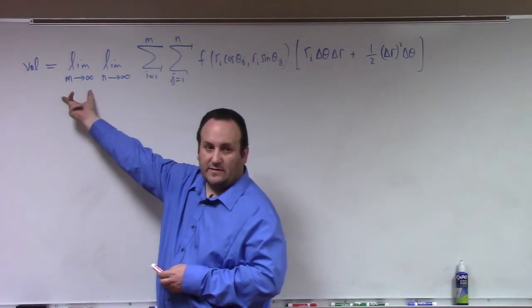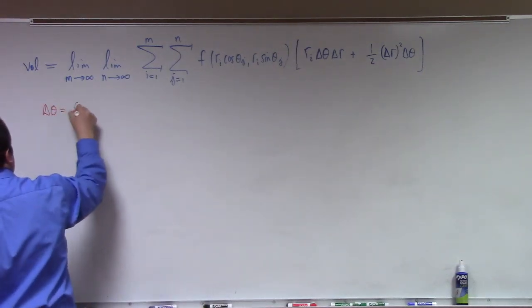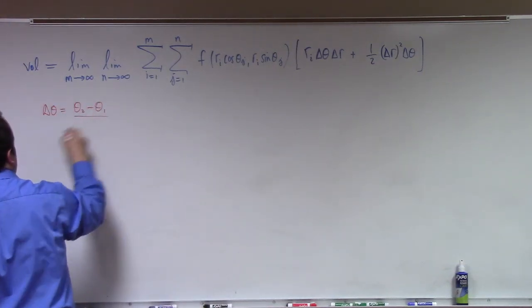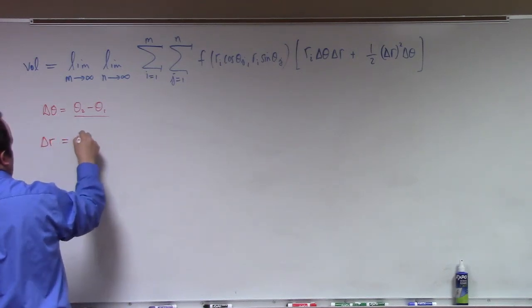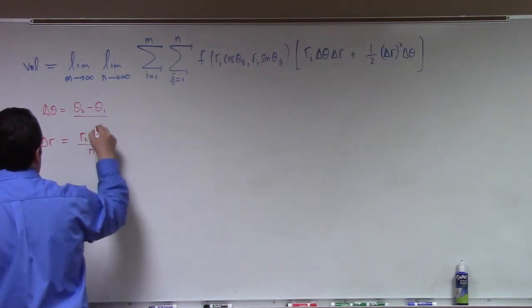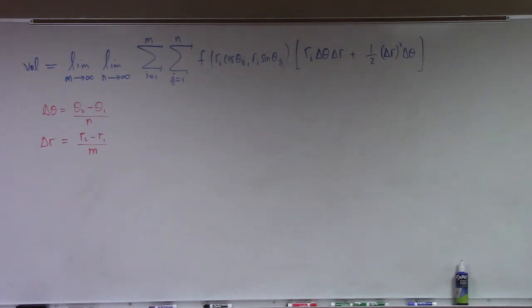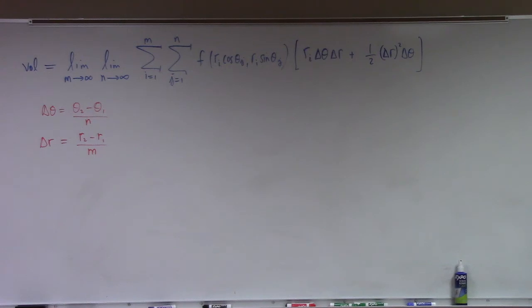How are delta r and delta theta related? Delta theta is theta 2 minus theta 1 divided by what? Delta r is r2 minus r1 divided by what? In my setup, n over m, I guess, and n, right? i goes with the r, j goes with the theta, is that right? Yeah. So as m and n go to infinity, these deltas get super tiny, and so that third order small one just goes away. What are you left with?